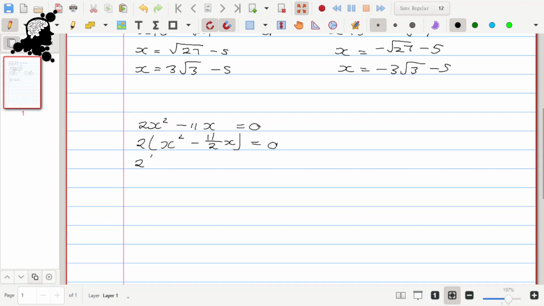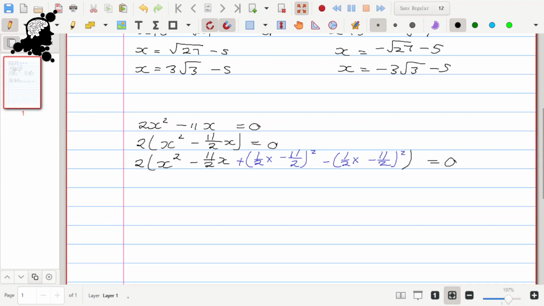So we put the 2 outside of the brackets. We say x squared minus 11 over 2x. And then as we did in the previous question, we have to add half the coefficient of x, which is negative 11 over 2 squared. We also have to subtract that same amount. Notice that I'm doing all of this within the brackets. And this is equal to 0.